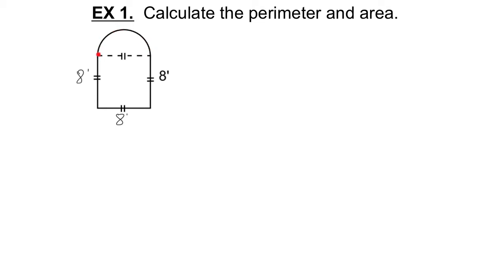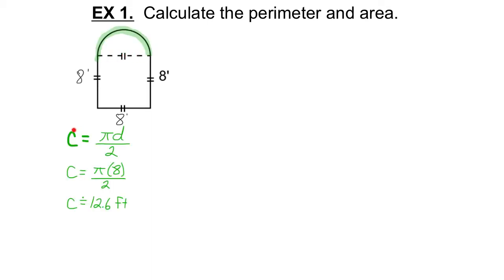Well, remember, perimeter of a circle is called the circumference. And we have a formula for the circumference of a circle. This is just half of a circle, though. So if we want to find the length of this curved line, it's going to be half of the circumference of a circle with diameter 8 feet.